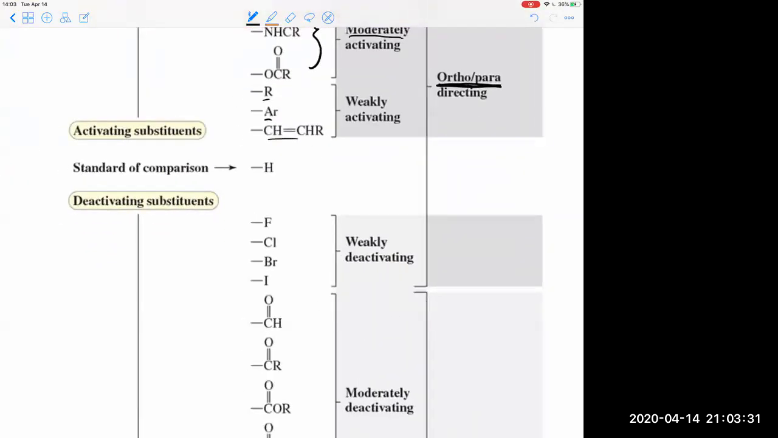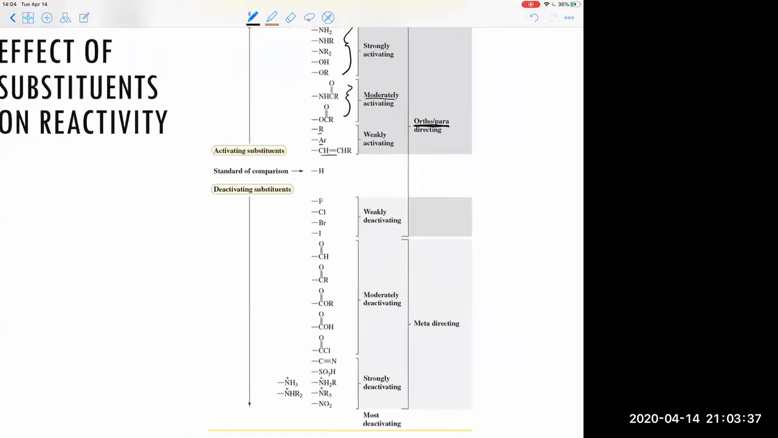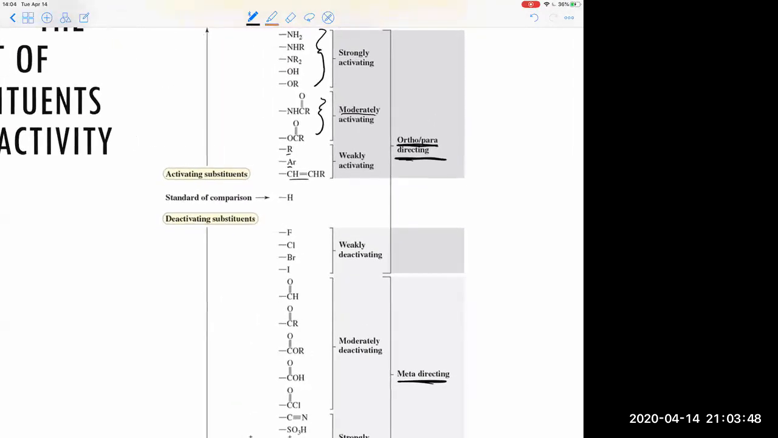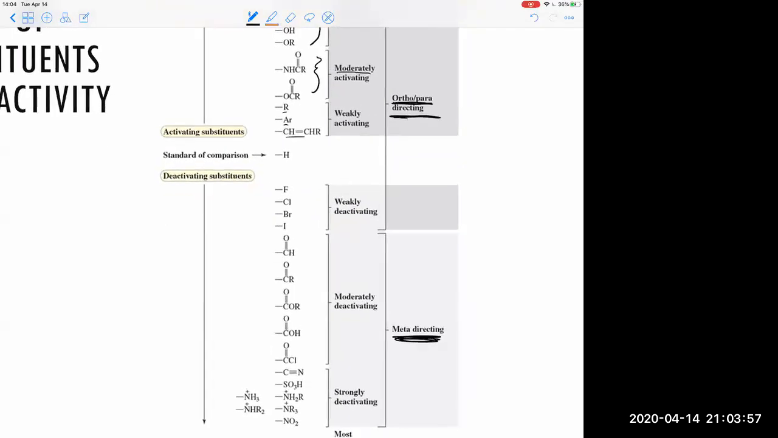What happened to meta and ortho-para? The bottom line is that some of these substituents will lead to substitution reactions that are ortho-para directing. The other ones are meta directing. So our activating groups are ortho-para directing, our deactivating groups are meta directing. And again, we're going to look at a bunch of different resonance structures to prove that, but that's the gist here.